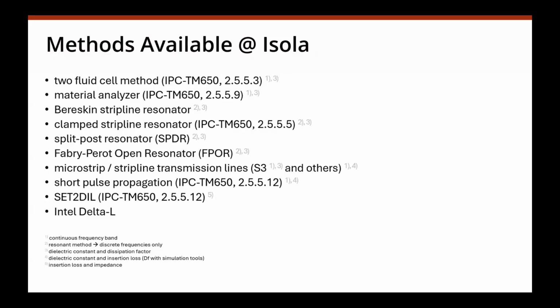That's why I have added the transmission line, short pulse propagation, SPP, and delta L at the bottom here. But again, there is a large number of measurement types, and you really can't compare values created with different methods.